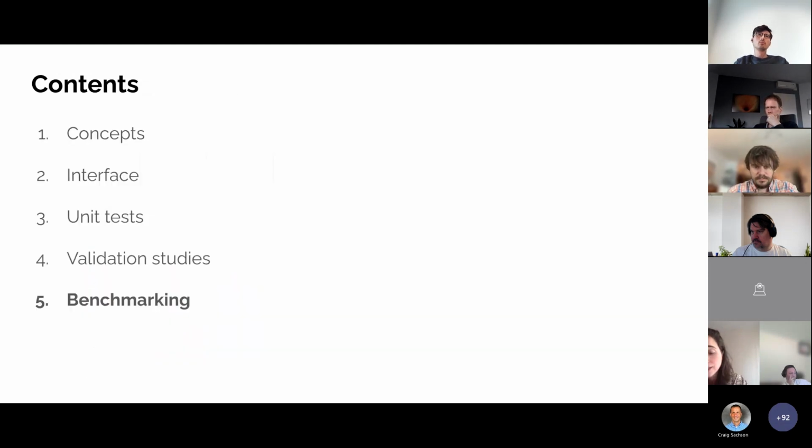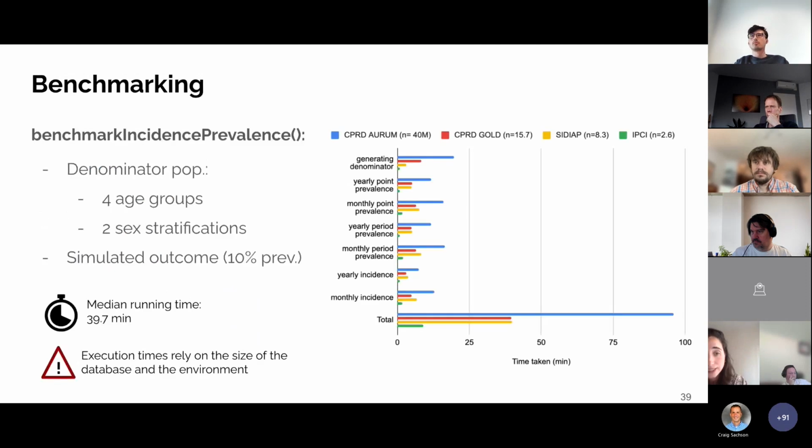And lastly, we did a benchmark analysis to assess the running times of the package, especially over the different tasks. So not only identifying the denominator, but also calculating prevalence on a monthly or yearly basis, and the same for incidence. And to do that, we used a function called benchmark incidence prevalence, which allows us to assess the time required to do a given analysis with a simulated outcome. You can specify the prevalence of that outcome. In our case, we used 4 age groups and 2 sex strata, and a simulated outcome with a 100% prevalence.